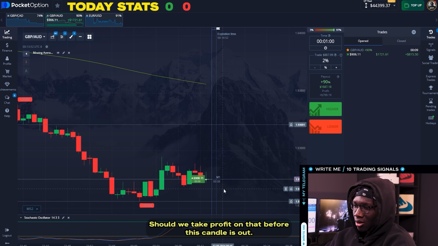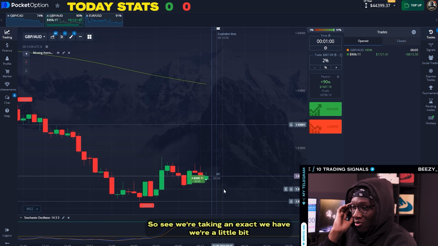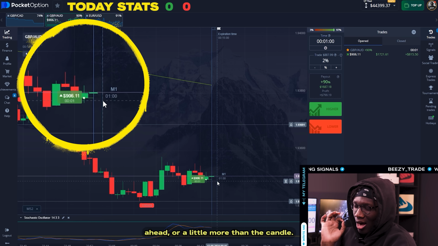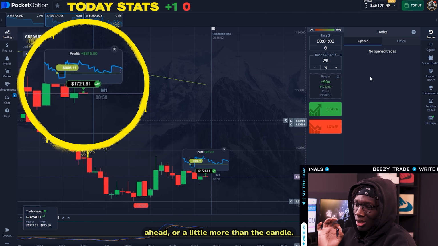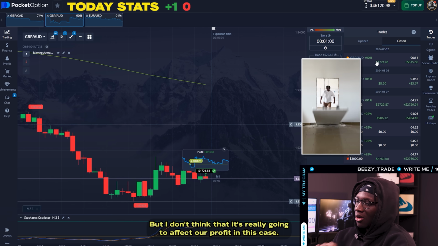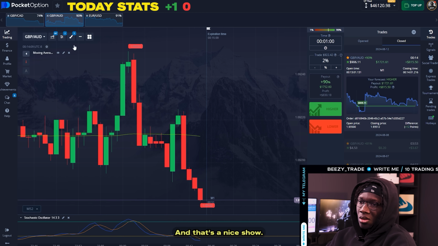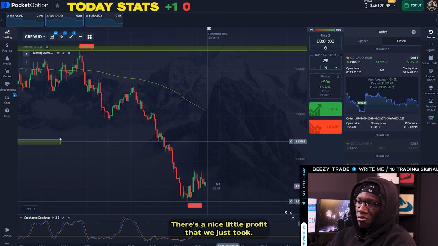Should we take profit on that before this candle runs out? So see, we're targeting exactly. We're a little bit above, maybe like 1 second ahead, or a little more than the candle, but I don't think that it's really gonna affect our profit in this case. And that's a nice, show you right there. That's a nice little profit that we just took.